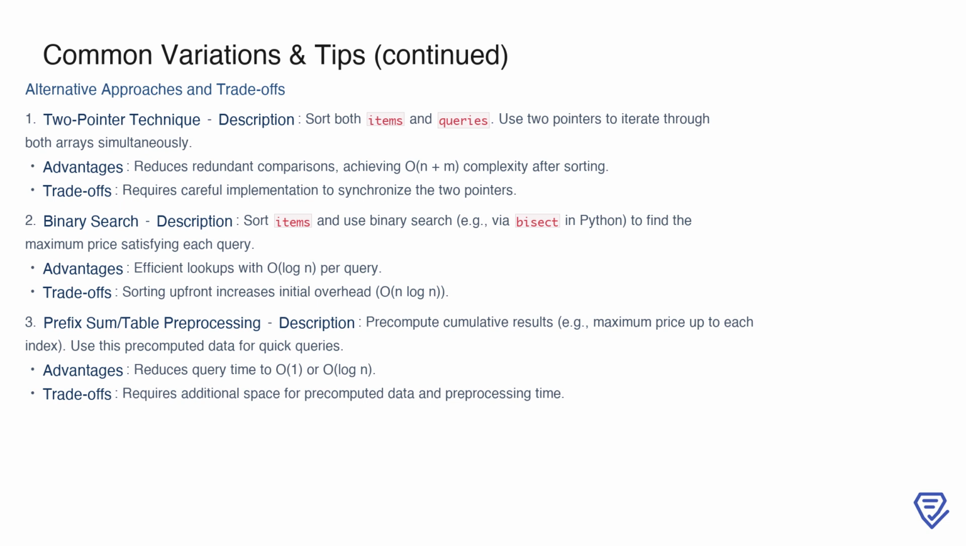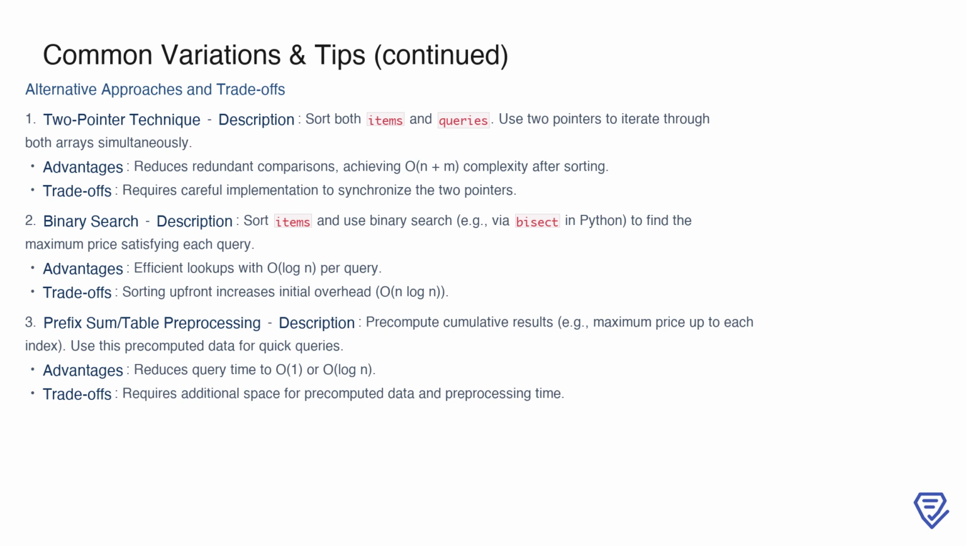The two-pointer technique is one option, where you sort both items and queries and then iterate through them simultaneously using two pointers. This method minimizes redundant comparisons and achieves a time complexity of O(n + m) after sorting, but it requires careful implementation to ensure the pointers remain synchronized. Binary search is another effective approach.